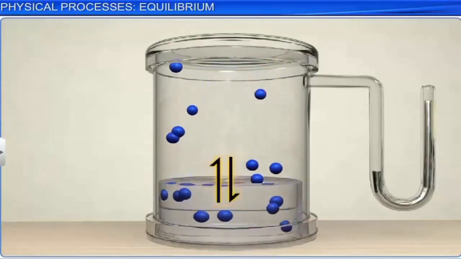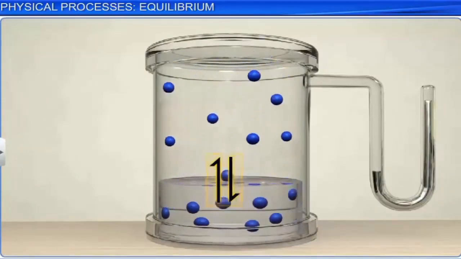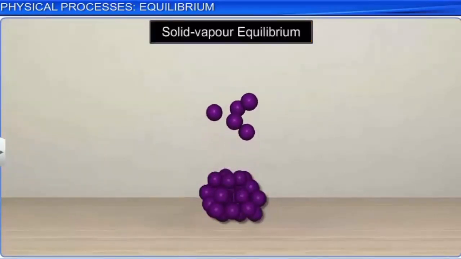Let's look at solid-vapor equilibrium now. Some solid substances directly undergo a phase change from solid to vapor without the intermediate liquid state. This is called sublimation.